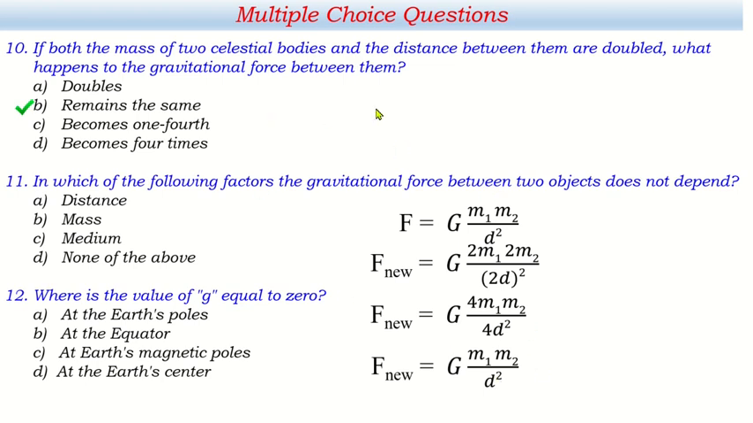It means if both the masses are doubled and the distance between them is also doubled, the gravitational force between two heavenly bodies or celestial bodies remains the same. Okay. Now let's have another.